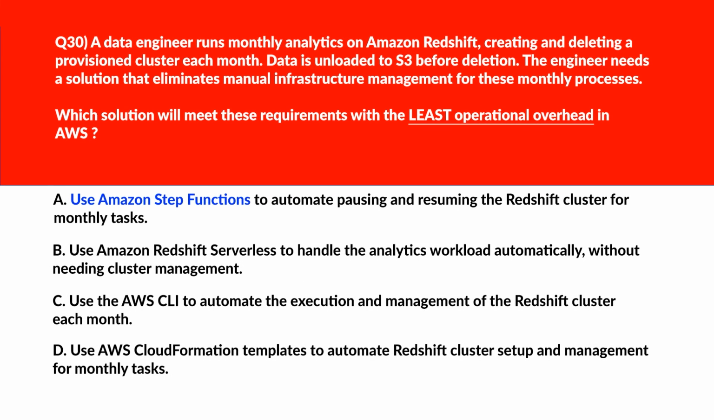Alright, again we've got to select a solution with least operational overhead, or which should minimize the operational overhead. Let's look at option A. It says use AWS Step Functions to automate pausing and resuming the Redshift cluster for monthly tasks. Step Functions require managing a provisioned Redshift cluster, adding operational overhead. Therefore, wrong choice. Let's move to option B.